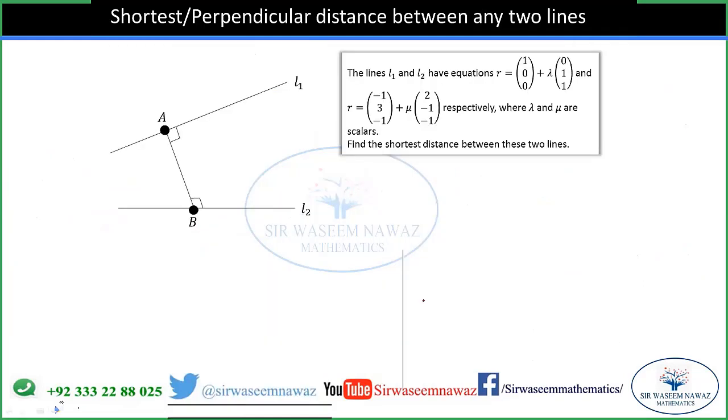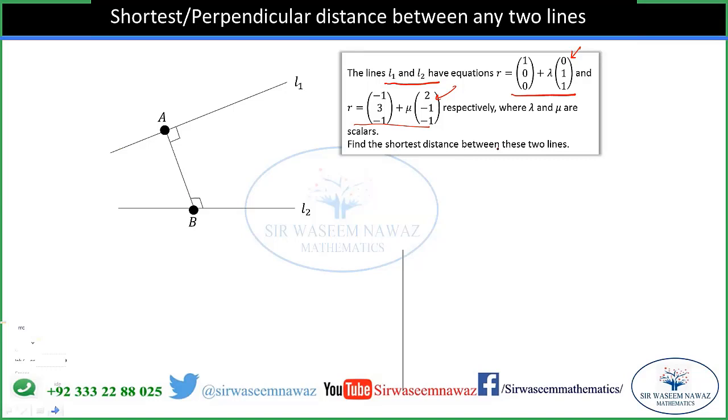Now the perpendicular distance between any two lines which are not parallel. Okay, now the similar question: L1 and L2 have the equations r equals this and r equals this. Two lines are there. Its direction vector is 0, 1, 1. Its direction is 2, minus 1, 1. So they are not parallel lines. We don't know whether they are perpendicular or not, but they are not parallel. Find the shortest distance between these two lines.